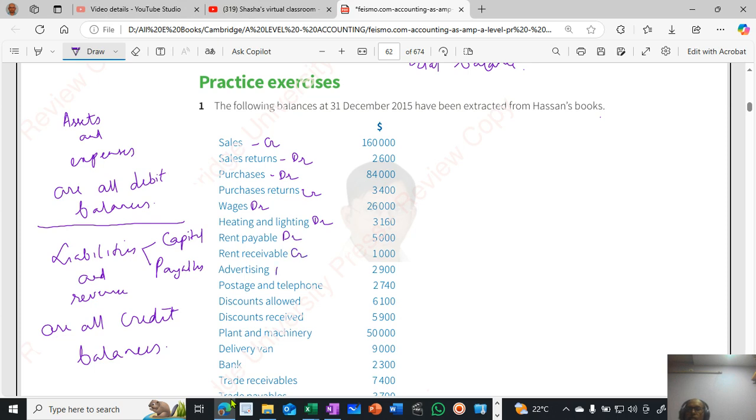Advertising expense, debit balance. Postage and telephone expense, debit balance. Discount allowed expense, debit balance. Discount received income, revenue, credit balance. Plant and machinery asset, debit balance. Delivery van asset, debit balance. Bank balance asset, debit balance. Trade receivables asset, debit balance.